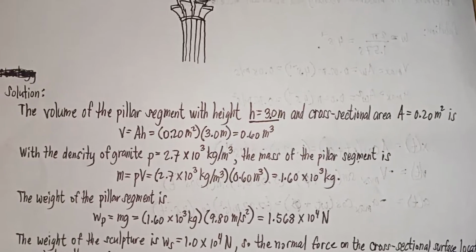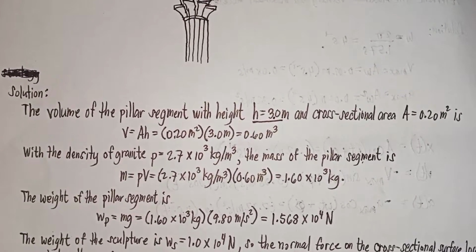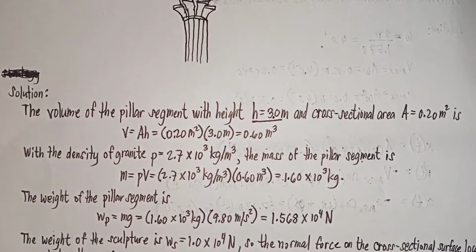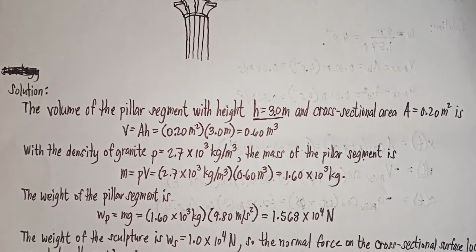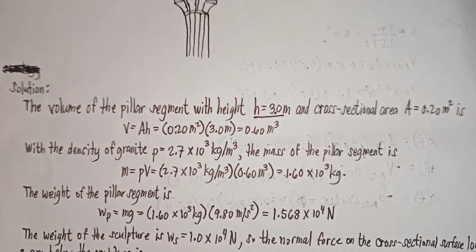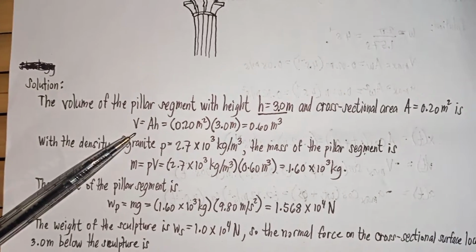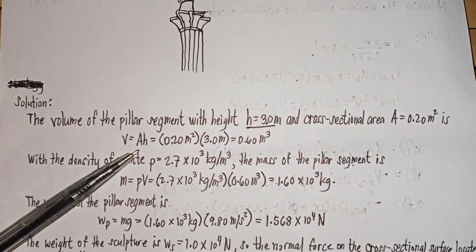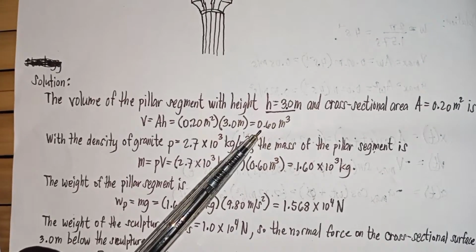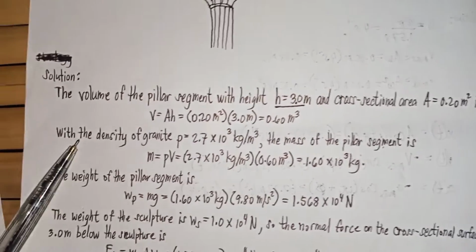Proceed to solution. The volume of the pillar segment with height 3 meters and cross-sectional area 0.20 meters squared. So, volume of the pillar equals area times height. Substitute, and then we arrive at 0.60 meter cubed.